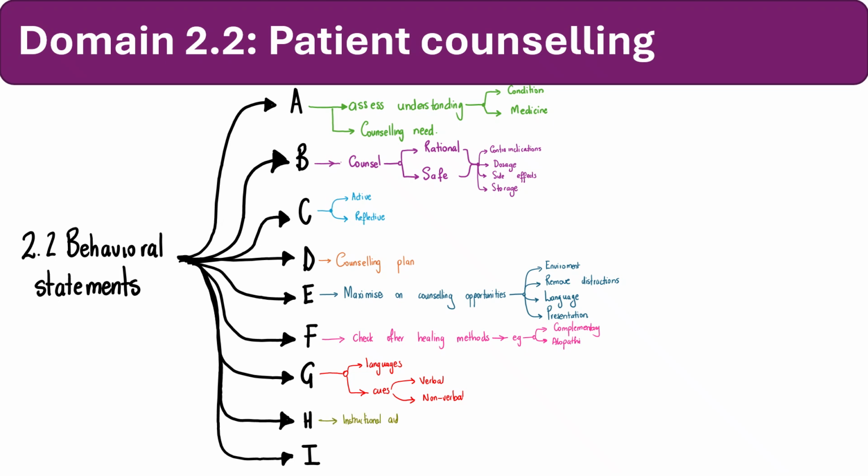Behavior statement H is about instructional aid. Anything that has instructions, maybe written instruction, maybe a pamphlet, a brochure, or something that explains how to do a specific activity, depending on what you are doing for that patient, then this counts as instructional aid. Behavioral statement I is about patient feedback. So how, not yourself, obtain feedback from the patient on how the counseling session was, and then provide evidence for that.